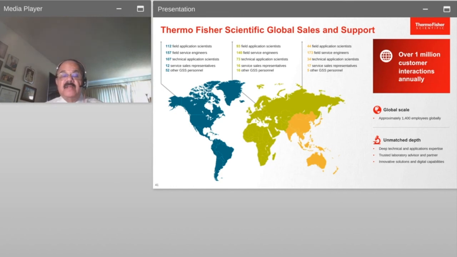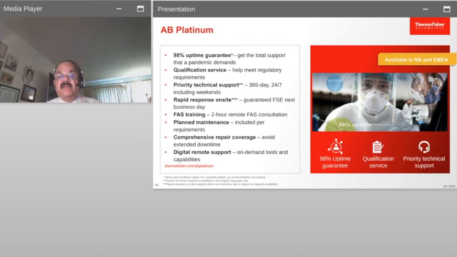So we do have a service program called Platinum. It's 98% uptime guarantee to get total support, meets all the pandemic requirements. We have qualification services that help meet regulatory requirements in different countries. So we will help you with some of that. Priority technical support, 365 days, 24/7, including weekends. Rapid response on site, so guaranteed engineer next business day if the instrument goes down or you have any issues of that kind.